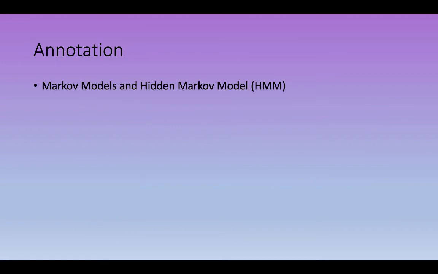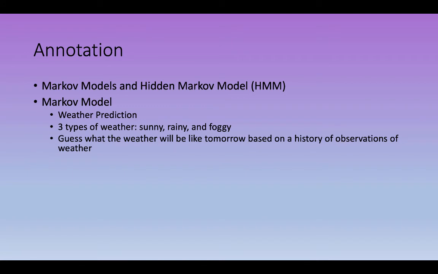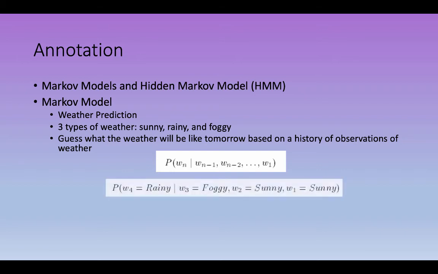So just to remind you, what are Markov models and hidden Markov models? When we talk about Markov models, we'll use an example of weather prediction here to drive home the point. But say you have 3 types of weather: sunny, rainy, and foggy, right? And you want to guess what the weather is going to be like tomorrow based on a history of observations of the weather. So you might say, well, I want to know what the weather is going to be tomorrow given what the weather has been in the past. So I'm going to estimate some kind of probability of what the weather is going to be like tomorrow based upon what the weather's been in the past.